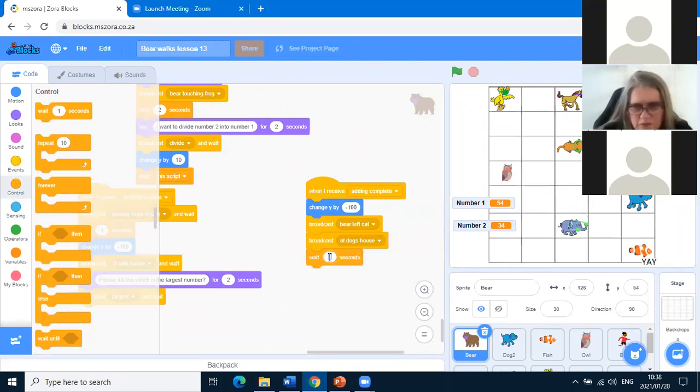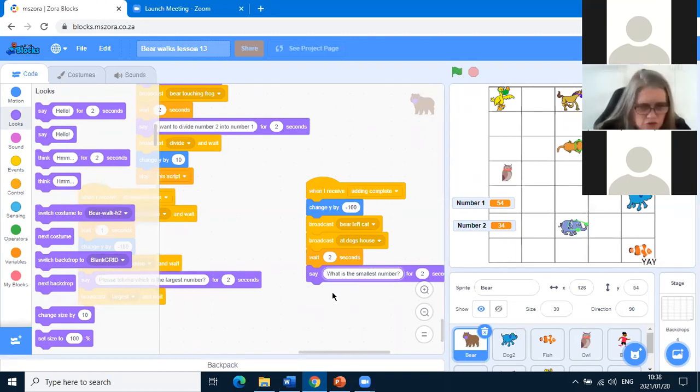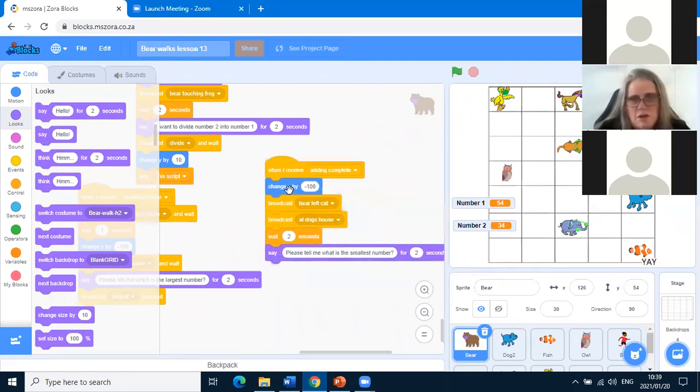And then you'll ask the question. You'll ask the question, please, what is the smallest number? What is the smallest number? Please, Mr. Dog, please. Please tell me what is the smallest number. Now, of course, dog hasn't moved out of his place yet.